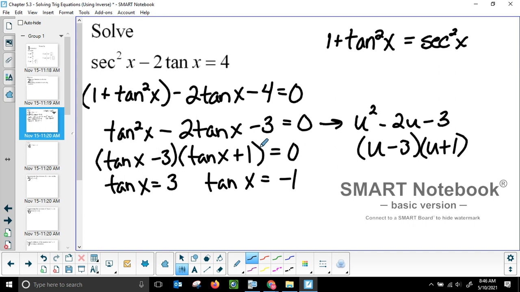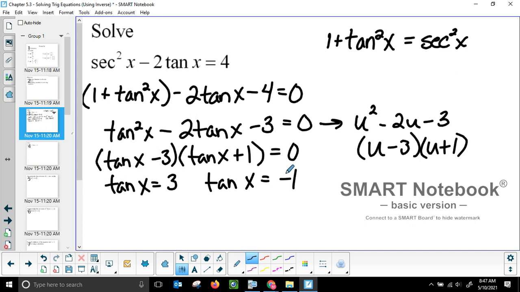Here it doesn't really tell us whether it wants us to solve it in radians or degrees. Usually you'll be told. If it doesn't tell you, either would be fine. I typically do radians more, but for this case, I'm going to actually do degrees.